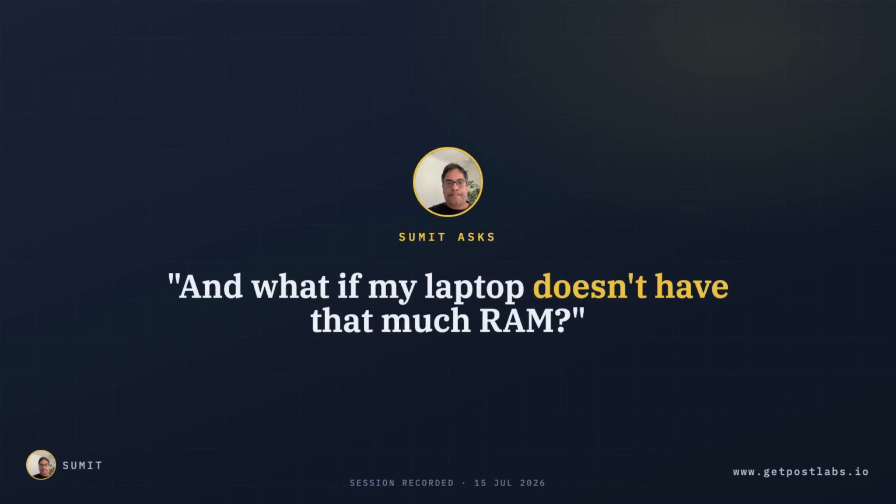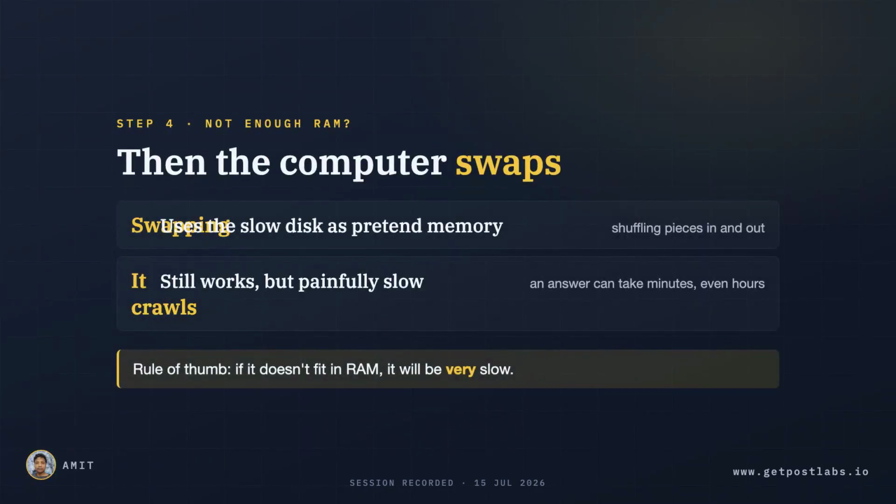And what if my laptop doesn't have that much RAM? Then the computer cheats. It uses your slow disk as pretend memory, shuffling pieces in and out. That's called swapping. It still works, but it crawls. An answer that should take seconds can take minutes or hours.